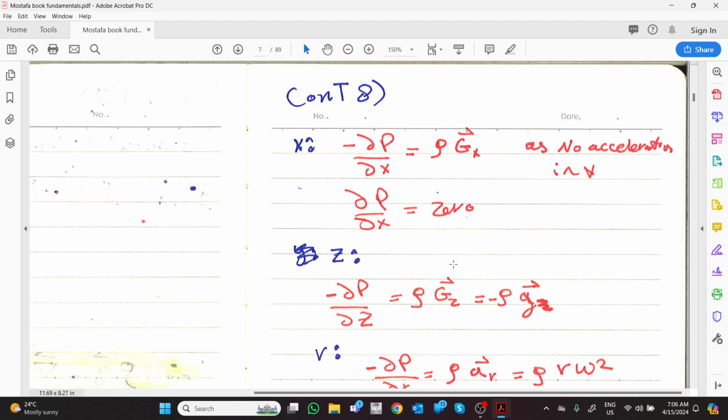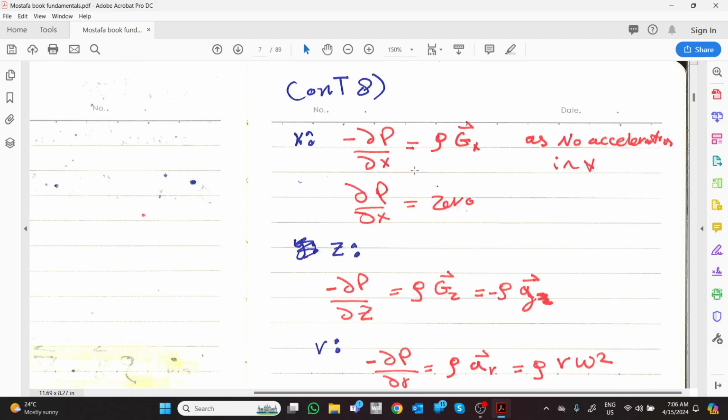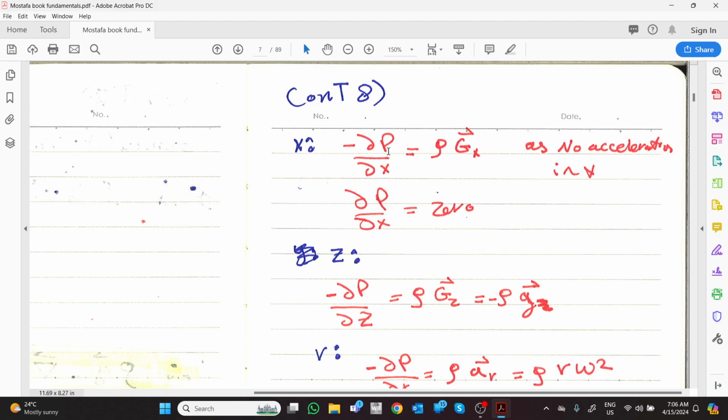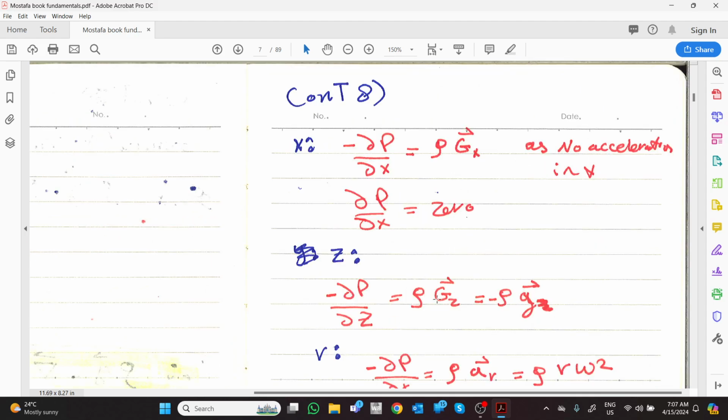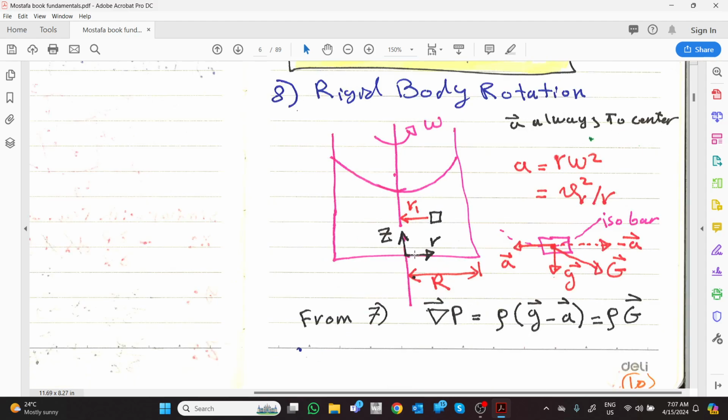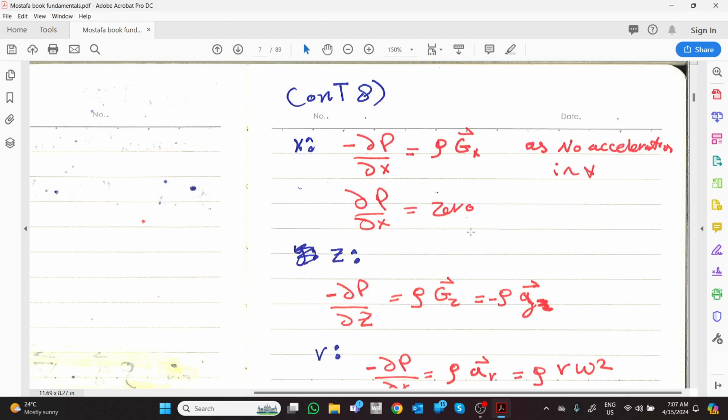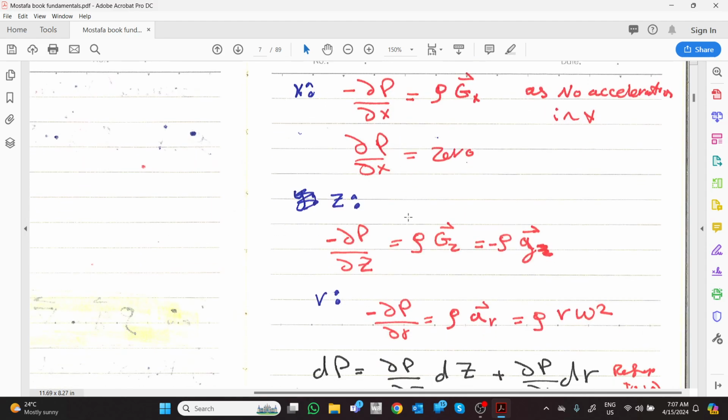Okay. Write the same equation. What we have is minus del p by del x equal rho gx, where g is the total acceleration. We know in the x direction, as we agreed, I assume this one is y and this one is x. Because it is symmetric, there is no acceleration in the x direction, so it is equal to 0. So we can neglect all of this term.